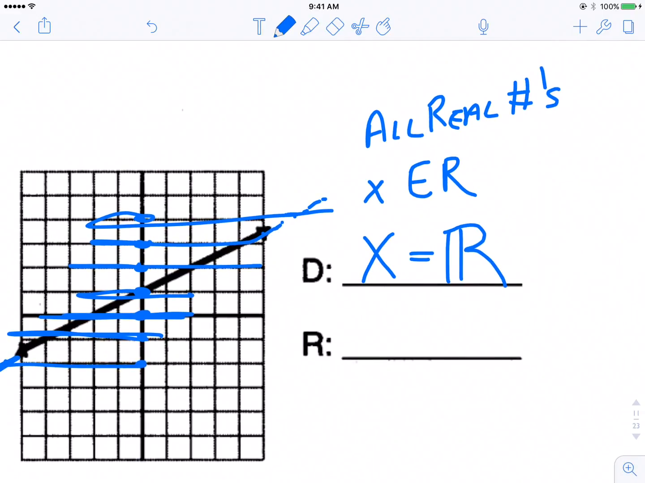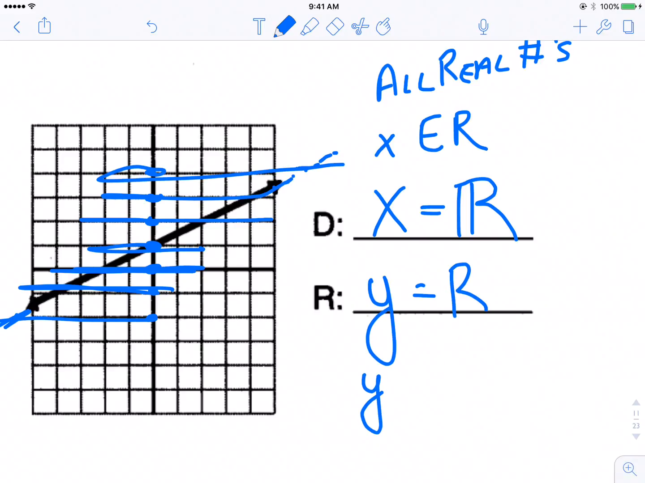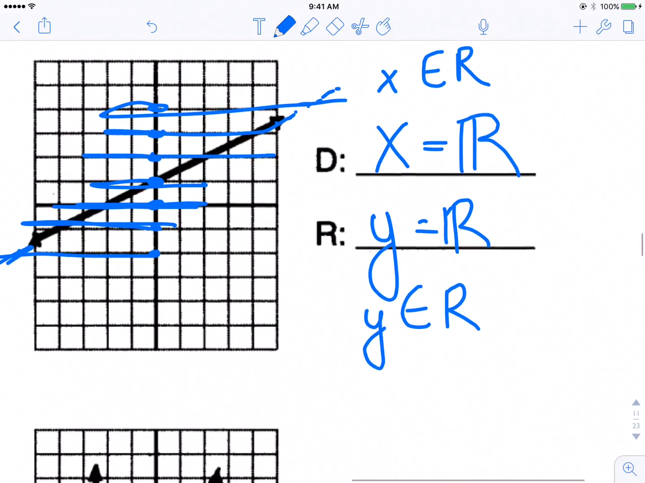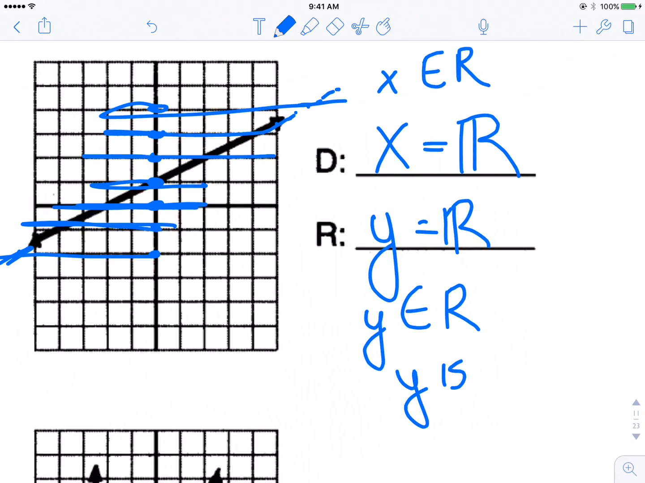So again, I can say y's range is all real numbers. Either or. All real numbers, double-backed R here, single-backed R here, or y is all real numbers. Same thing.